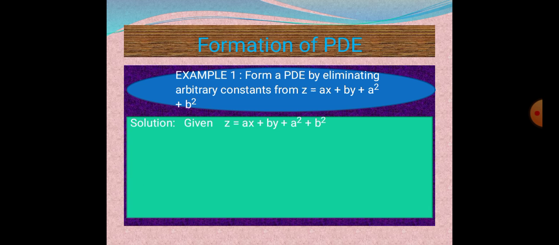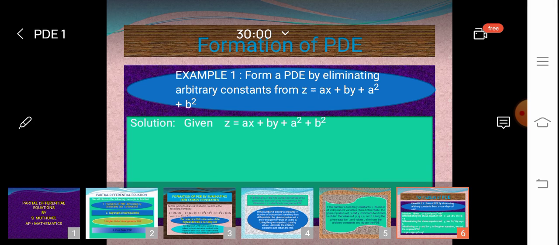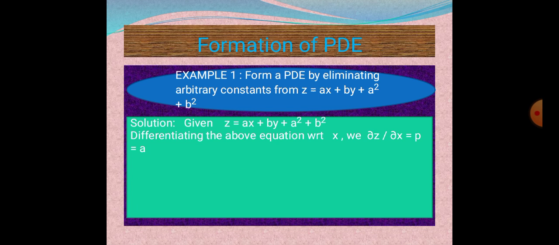Given z equal to ax plus by plus a square plus b square. That is the given equation. Number of constants 2, number of independent variables 2, both are equal. Therefore, it is enough to find first p and then q. Now p is nothing but dou z by dou x, that is the first partial derivative, differentiating the above equation with respect to x partially. That is p equal to.